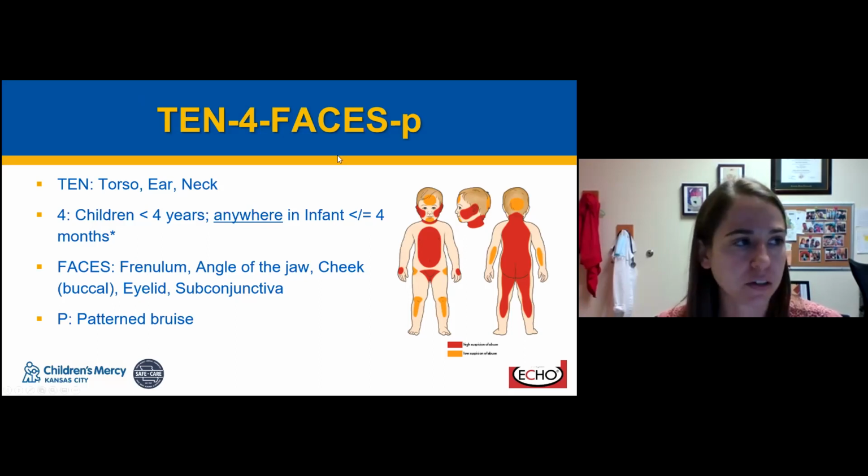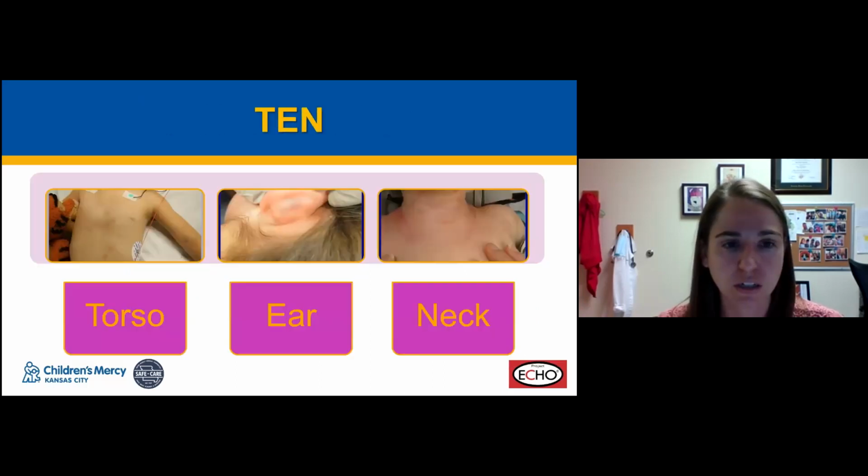When they applied this new and improved rule to their study population, the sensitivity was better, improved to 95%, with still a pretty high specificity of 87%. So it's a good screening tool. We'll go through in these next few slides just a few quick examples of bruising that would fall into these 10-4 FACESp criteria. So remember, torso, this child has some clustered bruising on the chest and upper abdomen.